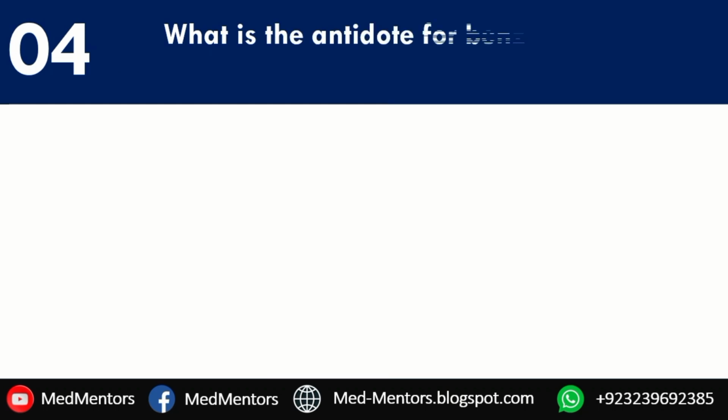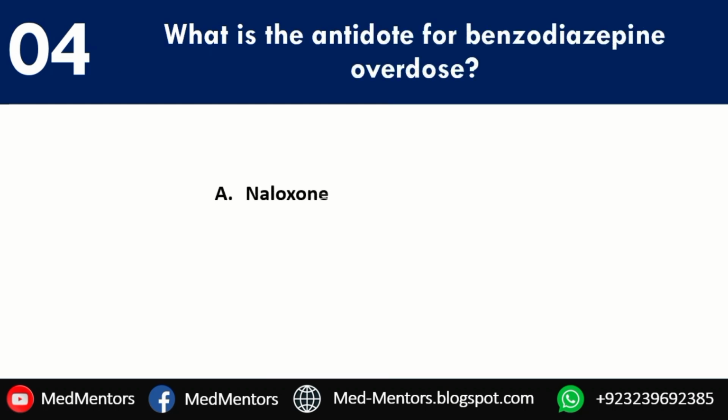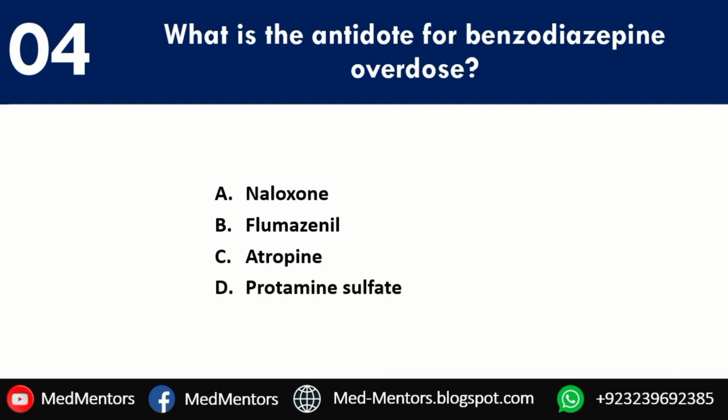Number 4. What is the antidote for benzodiazepine overdose? Option A. Naloxone. Option B. Flumazenil. Option C. Atropine. And option D. Protamine sulfate. The correct option is flumazenil.